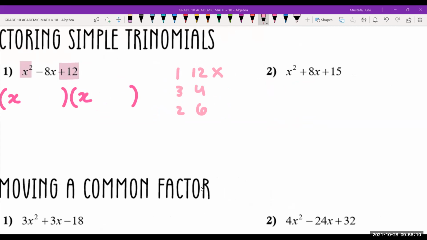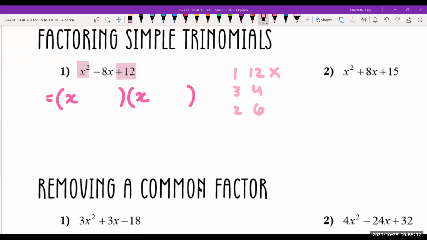Okay, let's look at 3 and 4. Can we add or subtract 3 and 4 to ever give us -8? No possibility, right? Try it. -3, -4, those won't work. That's -7. +3 minus 4 is -1. We've narrowed it down to 2 and 6, so this has to work.